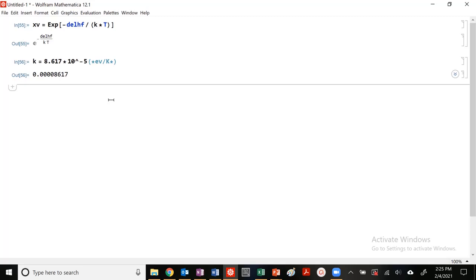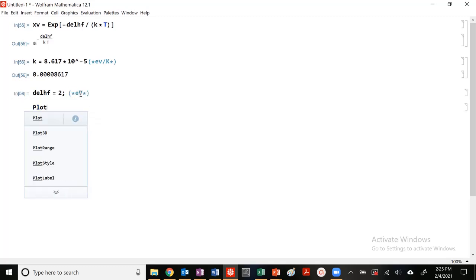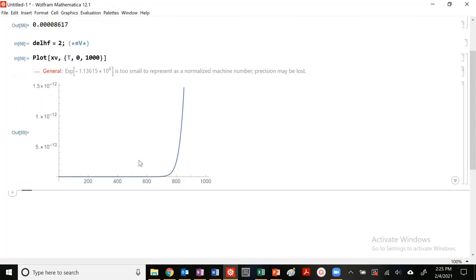So I could do a couple of things now. Let's say that my delta H formation, delta HF, is 2 electron volts. Well, I could now plot XV as a function of T, going from 0 to, let's say, 1,000 K. And lo and behold, I get an exponential function here.